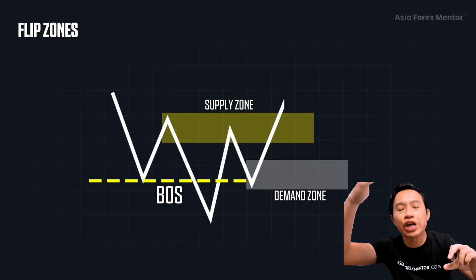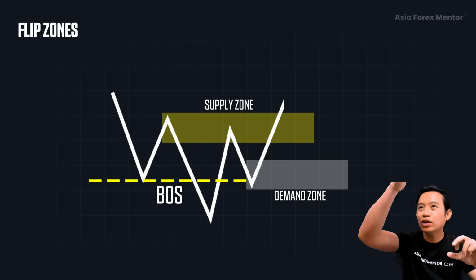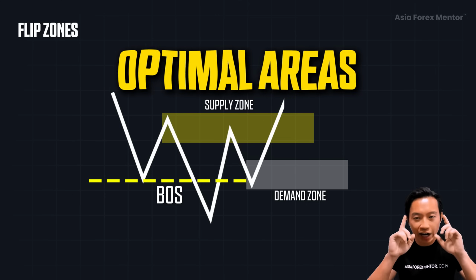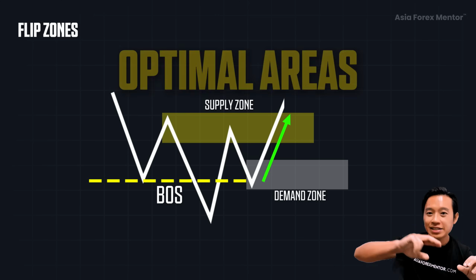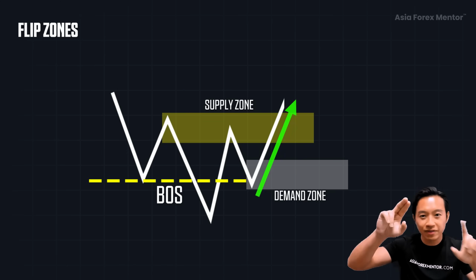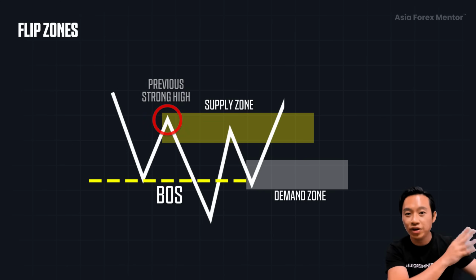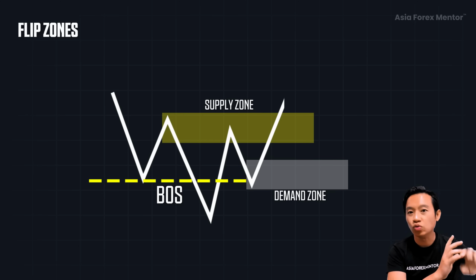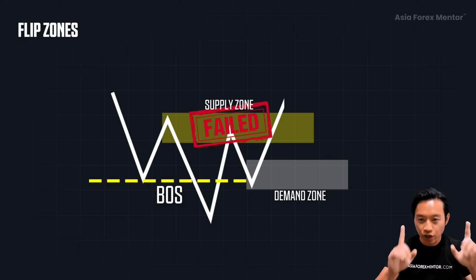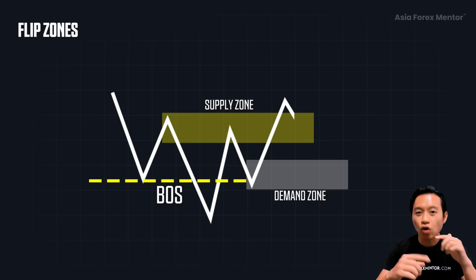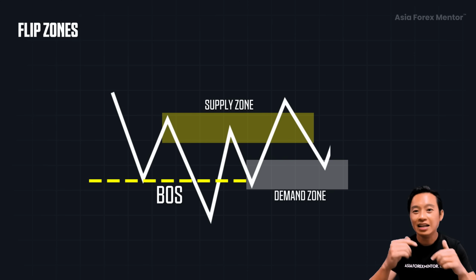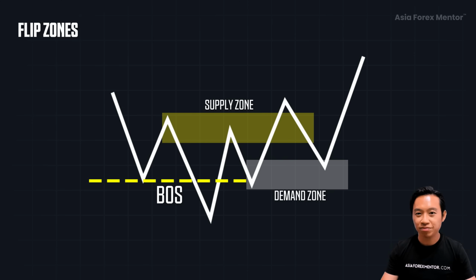You don't just want to keep chasing after prices, right? You want to wait for price to enter at optimal areas. So now, to continue. Once price goes up and breaks above the last high, it causes the previous supply zone to now fail. And this is what we call a flip zone.